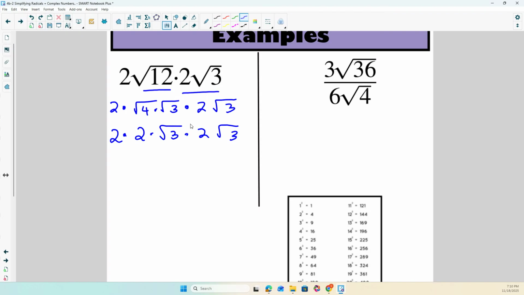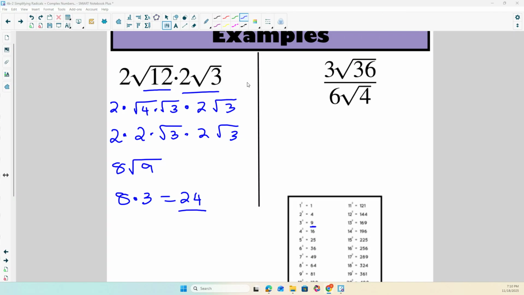Now, all of these numbers that are not under the radical sign, you can multiply them all together: 2 times 2 is 4, times 2 is 8. And then the numbers that are under the radical sign, you can also multiply them together. So the square root of 3 times the square root of 3 is the square root of 9. Well, 9 is a perfect square, as you can see over here, and the square root of 9 is 3. So I can rewrite this as 8 times 3, which is 24. So now it is completely simplified.